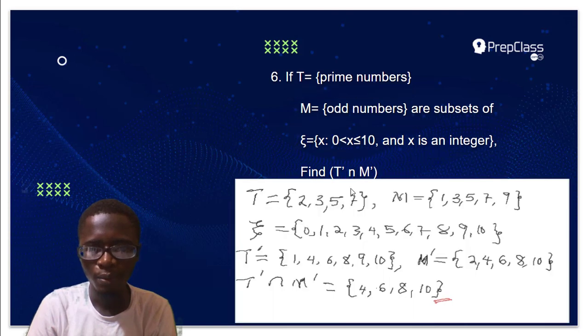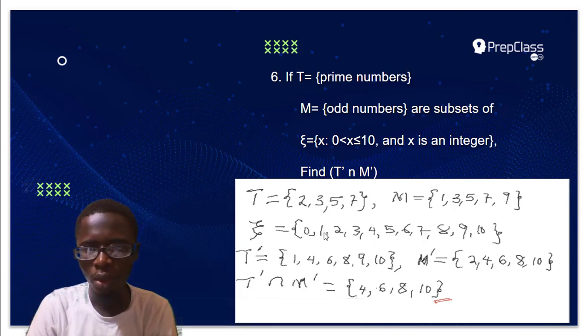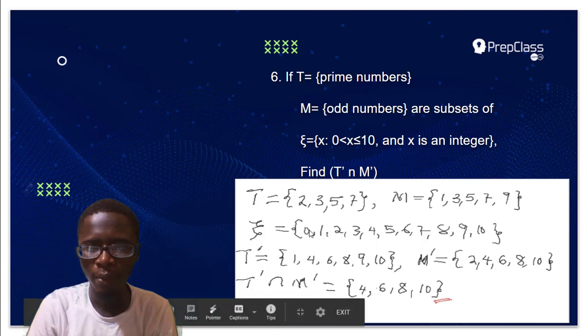So let's see this. Now, T, we were told, are prime numbers between 1 to 10. So these are the only prime numbers between 1 to 10. M happens to be odd numbers between 1 to 10, and these are the only odd numbers between 1 to 10. Our universal set comprises the numbers 1 to 10. Why? Because x is greater than 0, so it's actually not supposed to be a member, the 0 here.